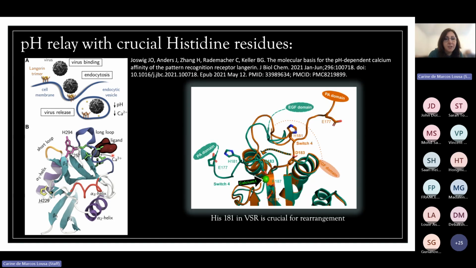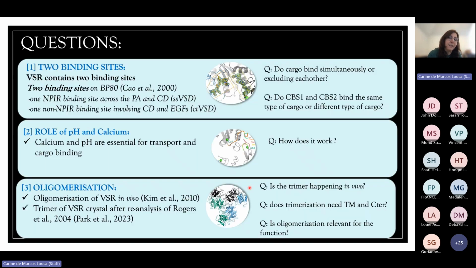And we think this is something that is happening as well in the vacuolar sorting receptor, where you have here a crucial histidine 181 that is undergoing a large rearrangement upon cargo binding and is very close to calcium coordination here. So we think the calcium and the pH are actually involved in this pH relay that is rearranging and opening up and exposing the cargo binding sites.